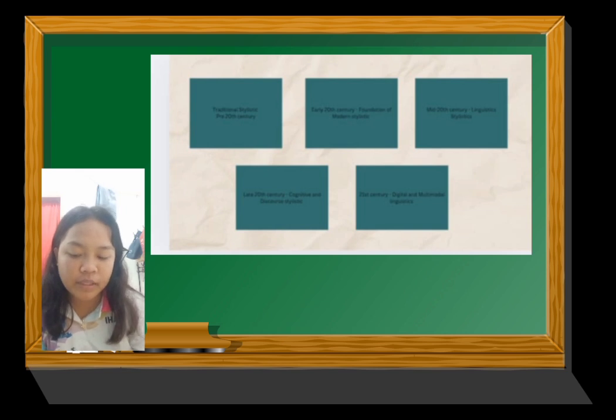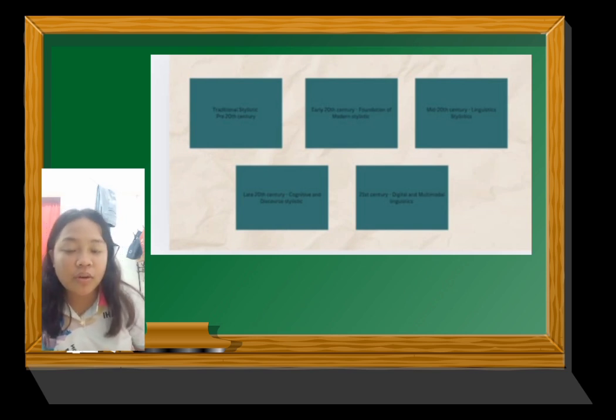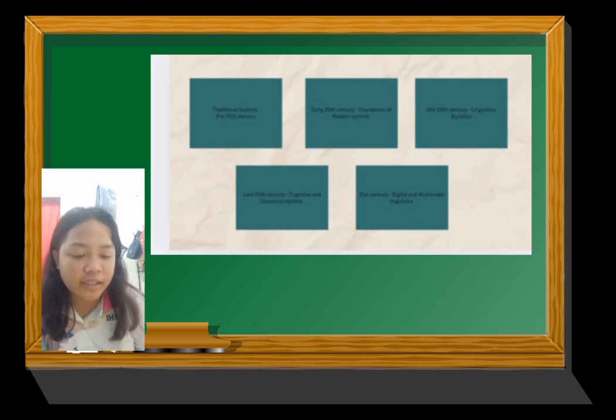Third, we have the mid 20th century, or what I should call linguistic stylistics. Scholars like M.A.K. Halliday, Geoffrey Leech, and Roman Jakobson advanced this field. Style was analyzed in terms of linguistic categories such as syntax, lexis, phonology, and semantics. Halliday's functional approach linked style to the ideational, interpersonal, and textual functions of language.